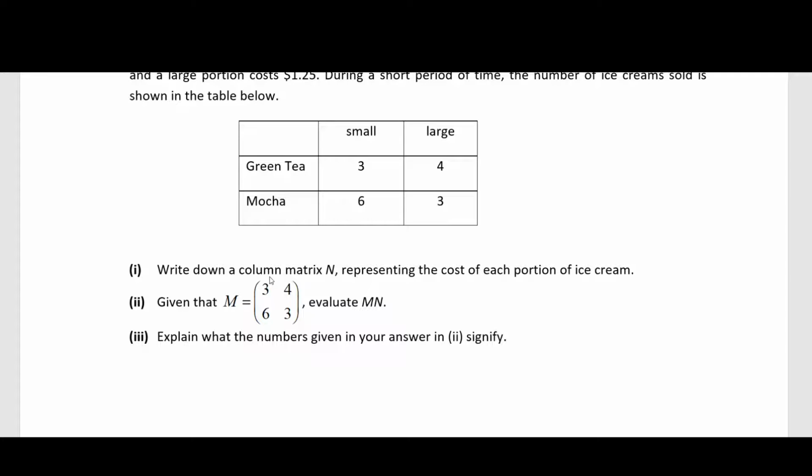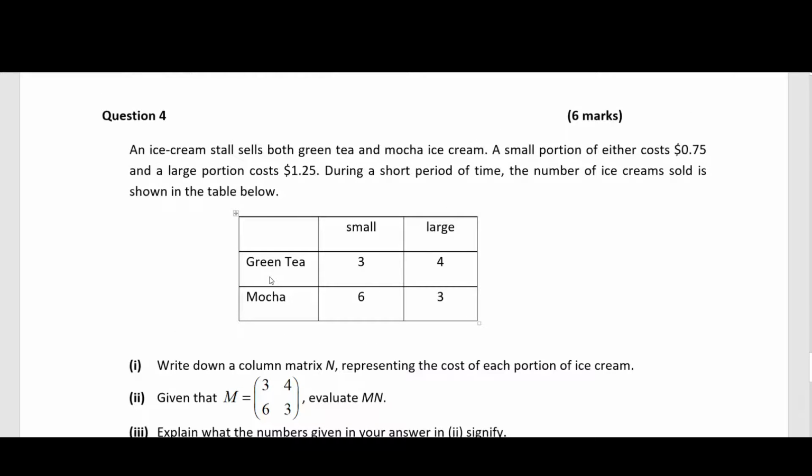So we've got a column matrix N. So that means it's got one column, and it's going to look something like this. So we've got a small portion costs 75 cents and a large portion costs $1.25. So here we've got 0.75 and $1.25. Okay. So N equals.